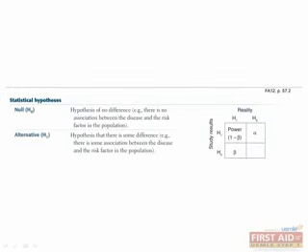Let's continue now with statistical hypotheses, which allow us to determine whether there is a statistically significant difference between two groups. The null hypothesis is the hypothesis of no difference. For example, a medically relevant null hypothesis could be that there is no association between a disease and the risk factor of interest in the population. The alternative hypothesis is the hypothesis that there is a difference, meaning there is some association between the disease and the risk factor in the population.